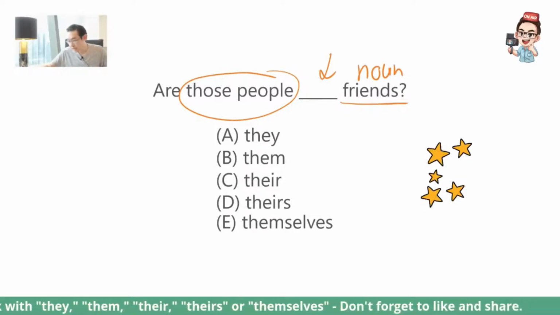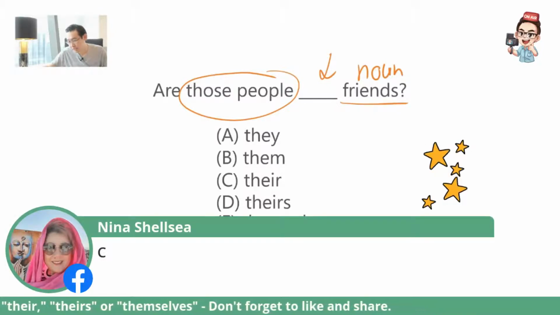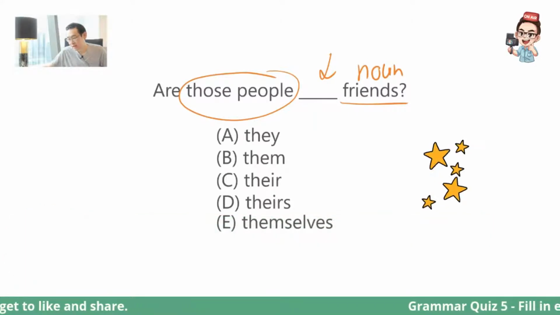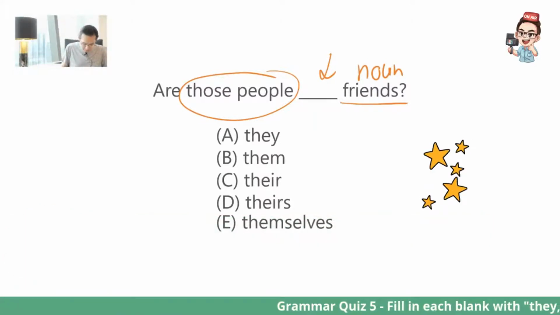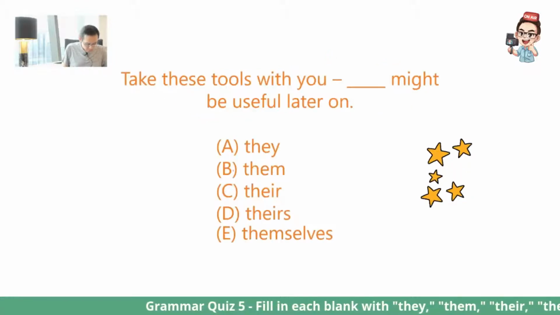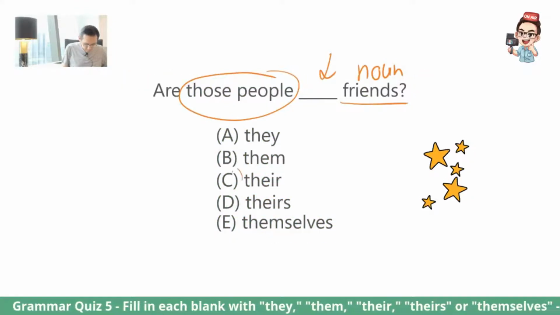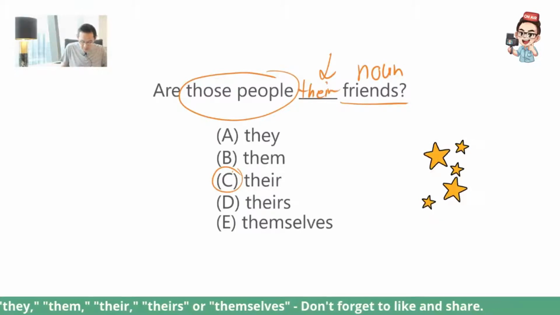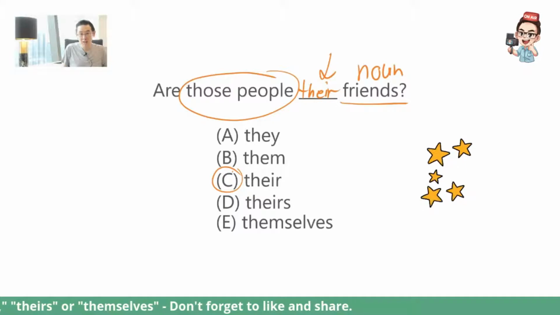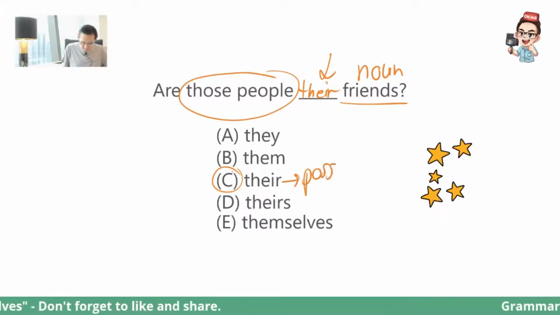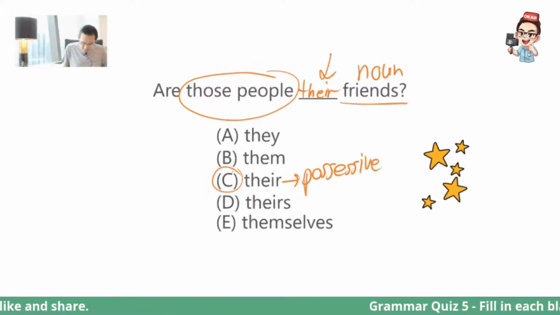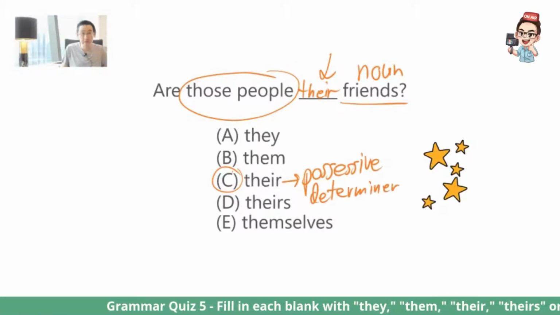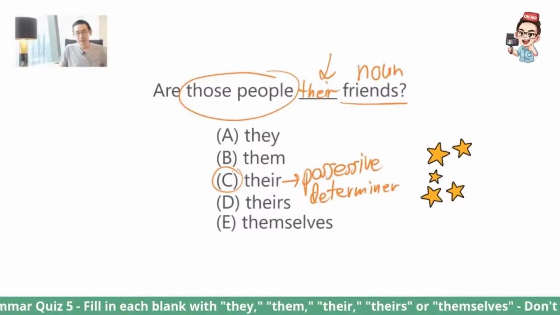Okay, so we have one more answer. So C from Nina, thank you, and C from we. All right, so you all said C, and yeah, you are all correct. Okay, we say, are those people their friends? Because the word their is what? A possessive determiner, okay? Or you can say a possessive adjective. So either way is correct, okay?